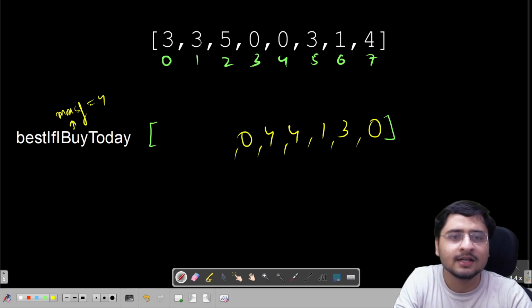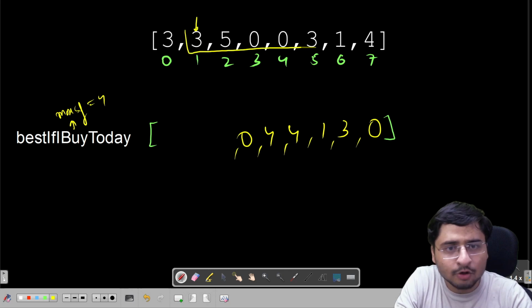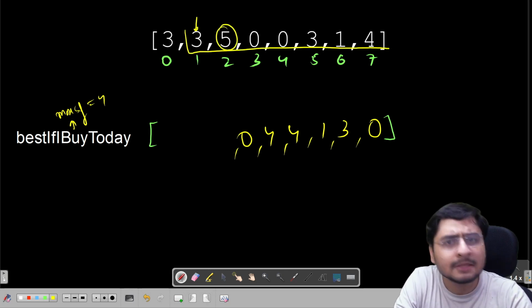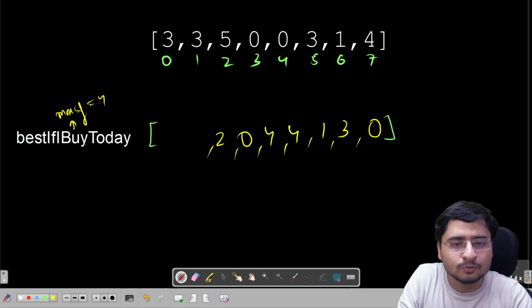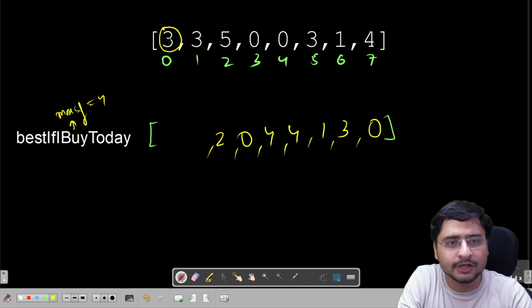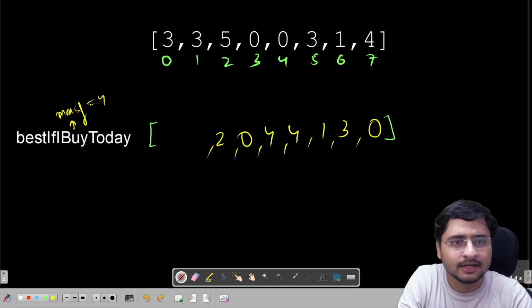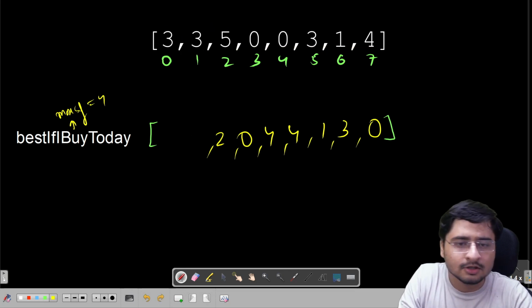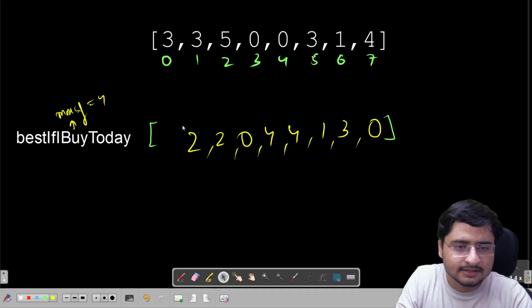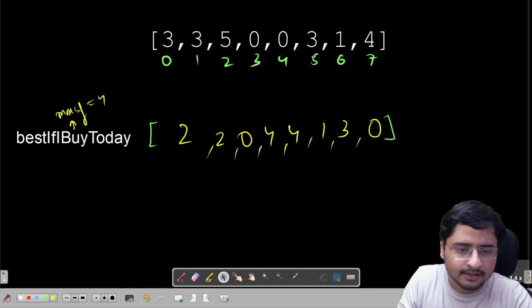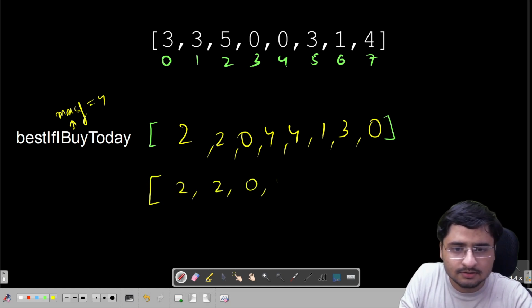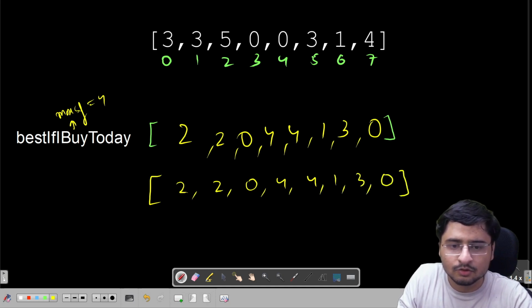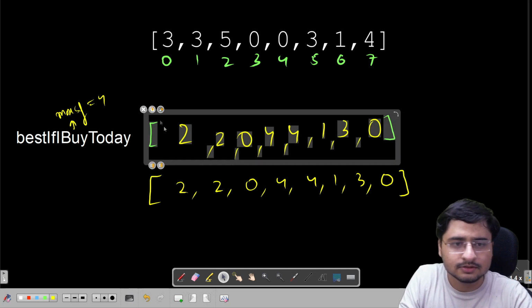So 0. If I want to buy here, what is the best out of all of these when I can sell? 5 is the best value on which I can sell, so the profit will be 2. If I want to buy on this particular day, again, the selling day, best of all of these, will be 5. So profit of 2. I hope this array is clear. I'll just reformat it. I think it's not very understandable if I just fill it randomly. 1, 3, 0. Correct. Okay. So I'll just remove this.